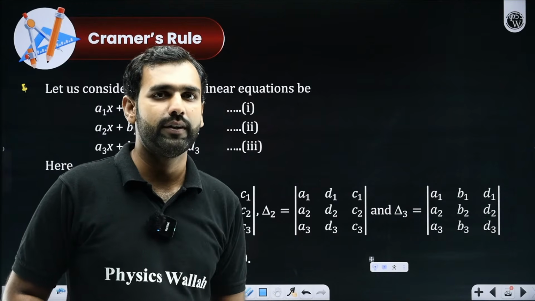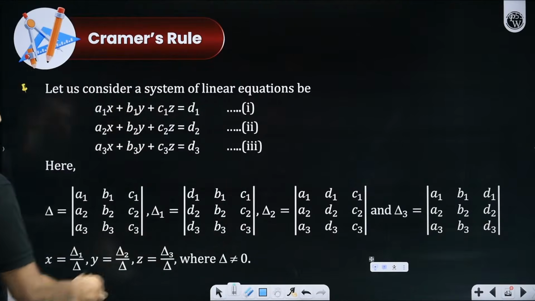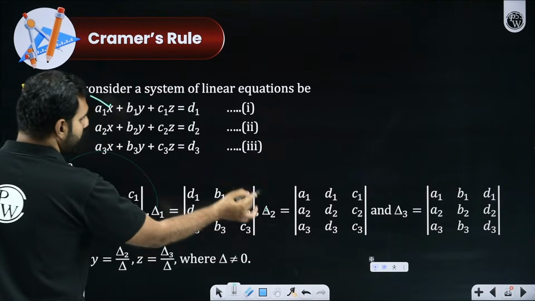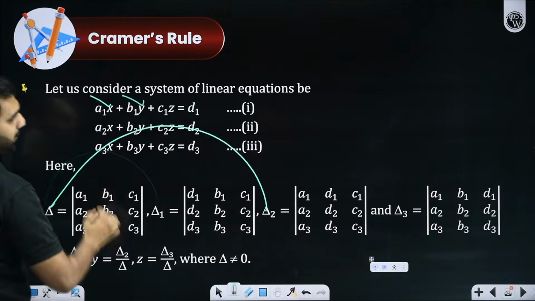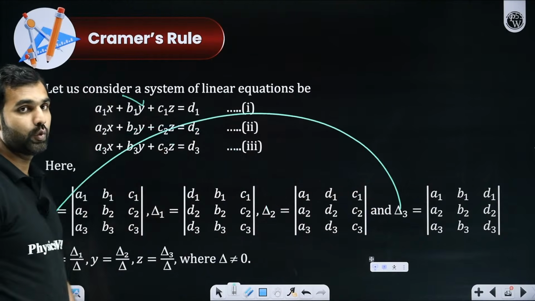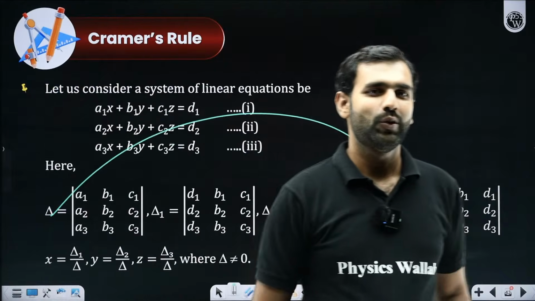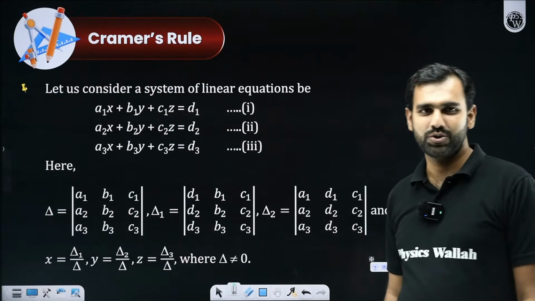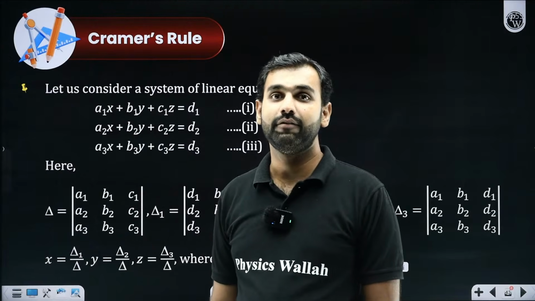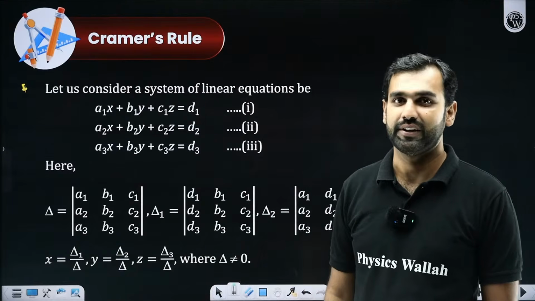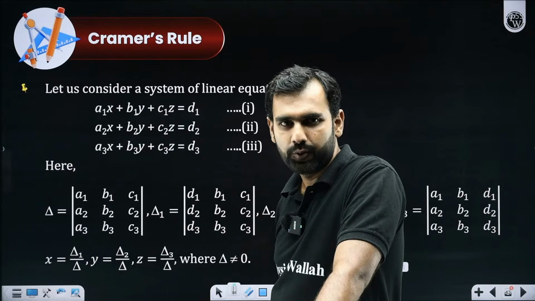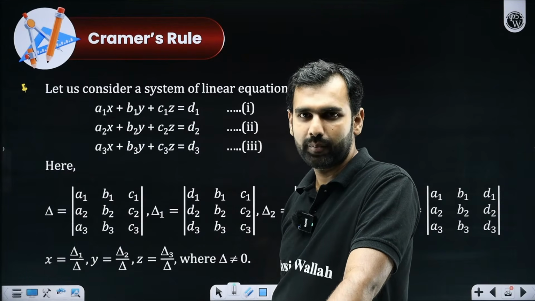What is the point of doing all this, sir? The point is that delta 1 when divided by delta gives you x, delta 2 when divided by delta gives you y, and I need not tell you, delta 3 when divided by delta gives you z. So this is what Cramer suggested. So why are we doing this? Have you understood it now, or should I re-explain that? This is another way of solving a system of linear equations. I hope everybody understood that. Can I move ahead from here, all the participants?